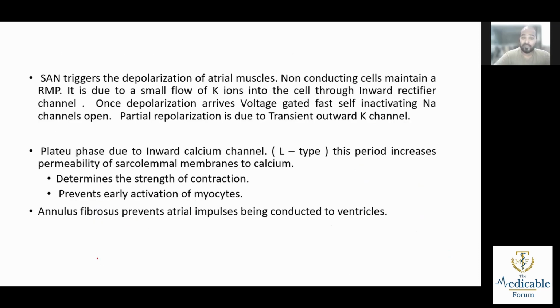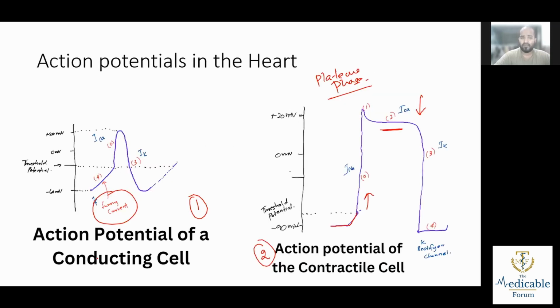So the SA node triggers the depolarization of atrial muscles. So non-conducting cells maintain a resting membrane potential, and due to a small flow of potassium ions into the cell through the inward rectifier channel, once depolarization arrives, voltage-gated fast self-inactivating sodium channels open, and partial repolarization is due to transient outward potassium channels. So what I've been telling is that the SA node gives the trigger to propagate the impulses, and when the impulses reach, they open sodium channels.